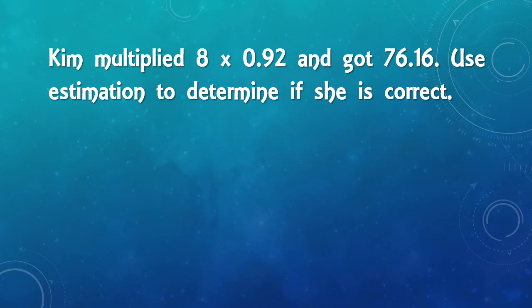Kim multiplied 8 times 92 hundredths and got 76 and 16 hundredths. Use estimation to determine if she's correct. Take a moment, think about this problem, and come up with an answer. Is Kim correct?